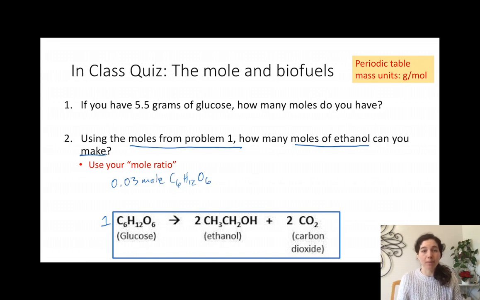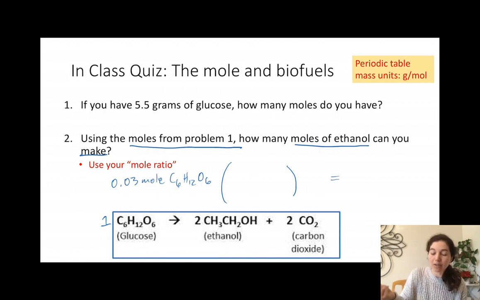Using the moles from problem 1, that's this value, how many moles of ethanol can you make? Well, we know it's pretty simple here. We're just doubling that amount. But let's look at it using unit conversion. So remember, with unit conversion, we need to cancel what's on the bottom in order to get rid of it so that we end up with our new unit.